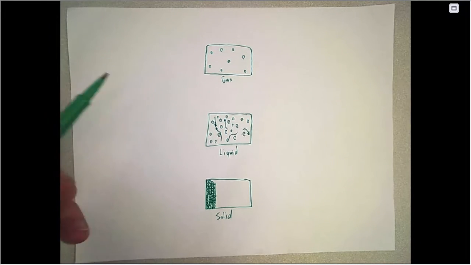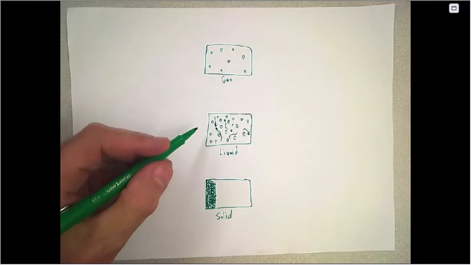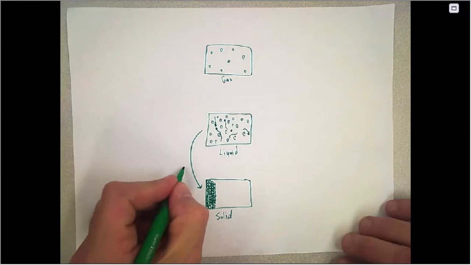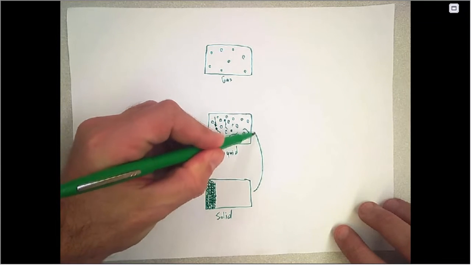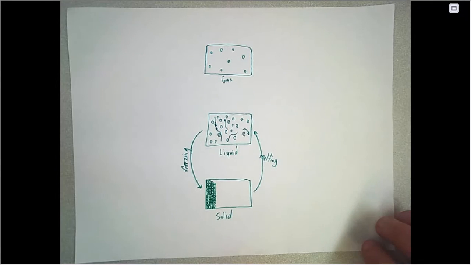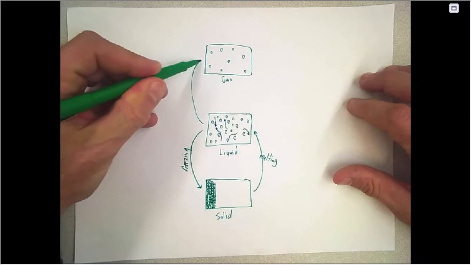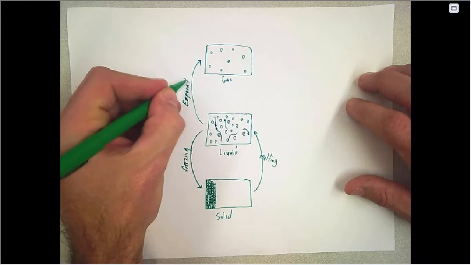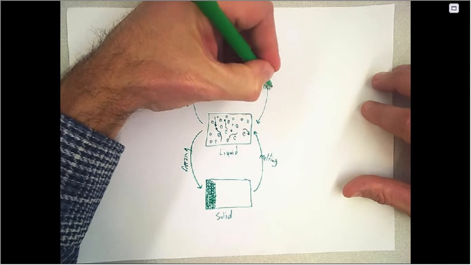Everybody knows when we put something in the freezer, usually that's water, going from a liquid to a solid, it's called freezing. And the opposite of that, going from a solid to a liquid, is called melting. Most of you should know that going from a liquid to a gas is called evaporation, and going from a gas to a liquid is called condensation.